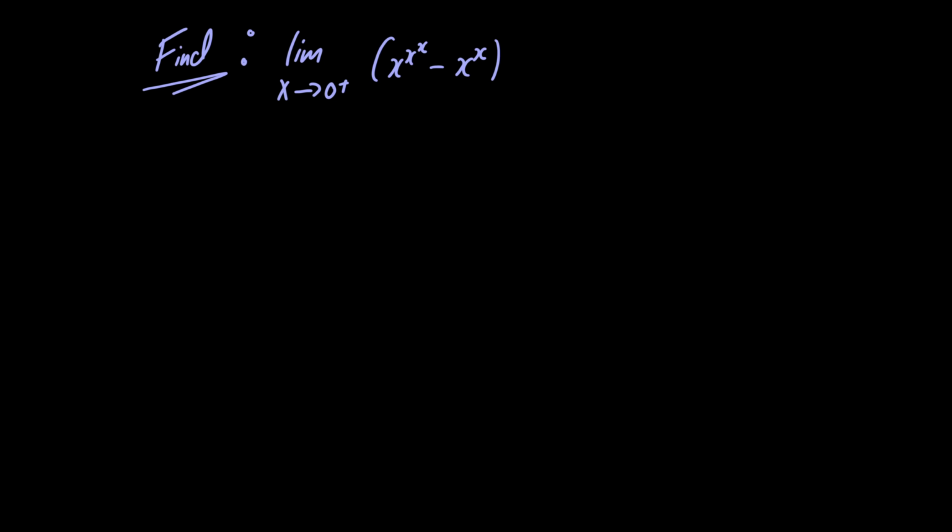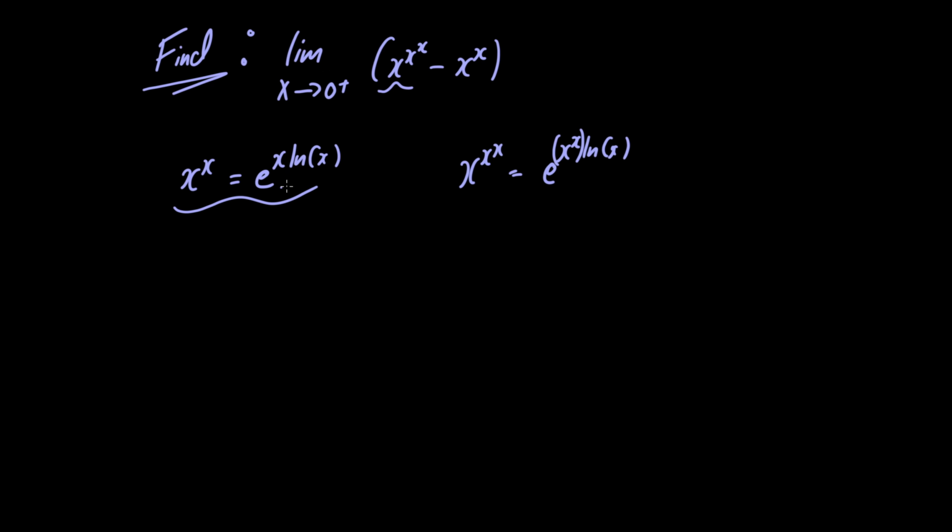Hey, so in this problem we're going to figure out what the limit is as x approaches 0 from the right of x raised to x raised to x minus x raised to x. Now let's begin by rewriting x raised to x as e raised to x multiplied by the natural logarithm of x. This tells us that we can rewrite this as e raised to x multiplied by the natural logarithm of x.